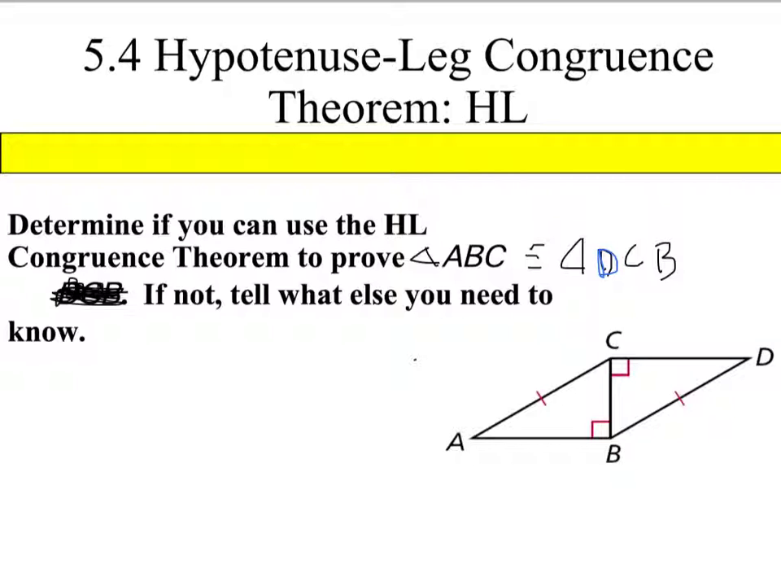If I look at this, I notice my given information is that my hypotenuses are congruent to each other. AC is congruent to BD. Those are my hypotenuses. But according to this theorem, I also need a leg. So do I have a leg? Right there, that wonderful leg right there. BC is congruent to CB, or BC is congruent to BC. Is that true? Yes, it is.